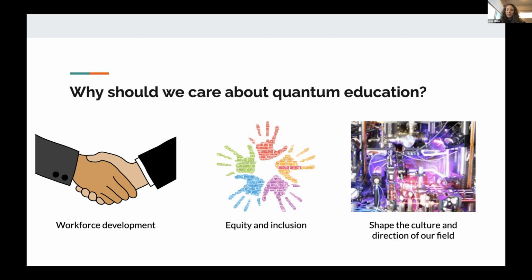And finally, it's a cool opportunity to shape the culture and direction of our field, because not only do educational initiatives at the beginning help provide the workforce, we can also use this to even shape how the workforce is thinking and the sort of research questions that might be asked, so that we can help build a workforce that isn't just capable of doing what we maybe are hoping for right this moment, but exceeding our wildest expectations.